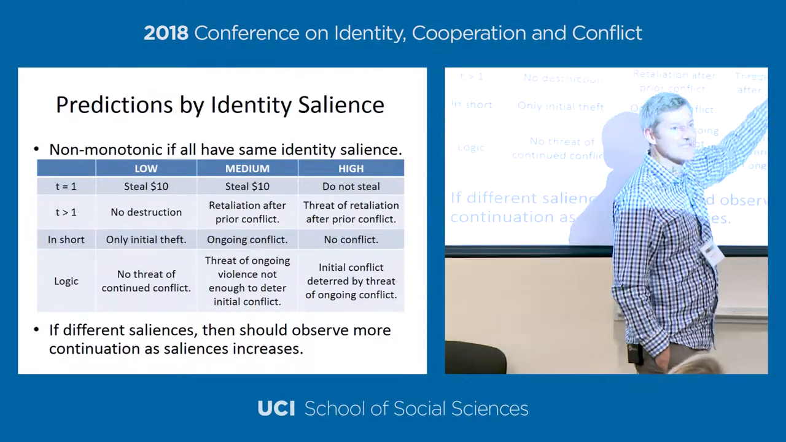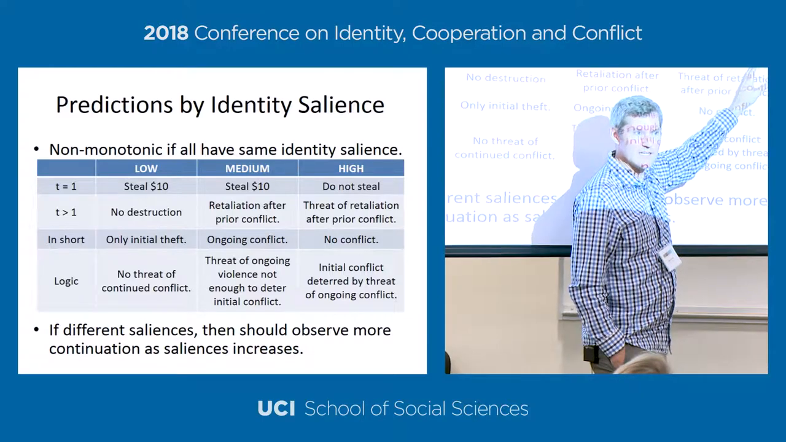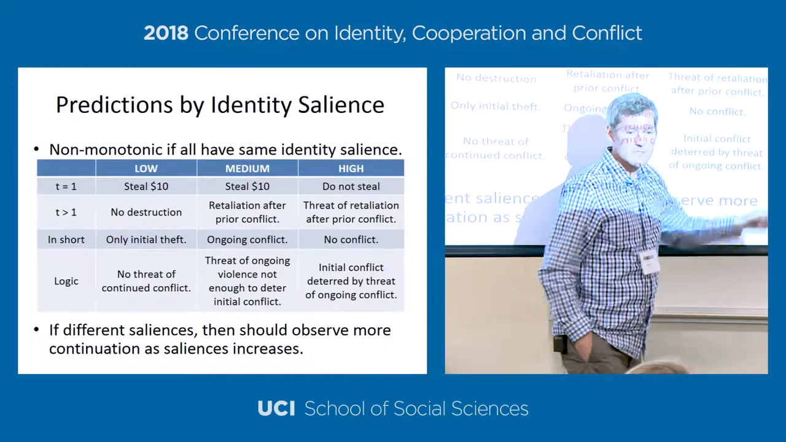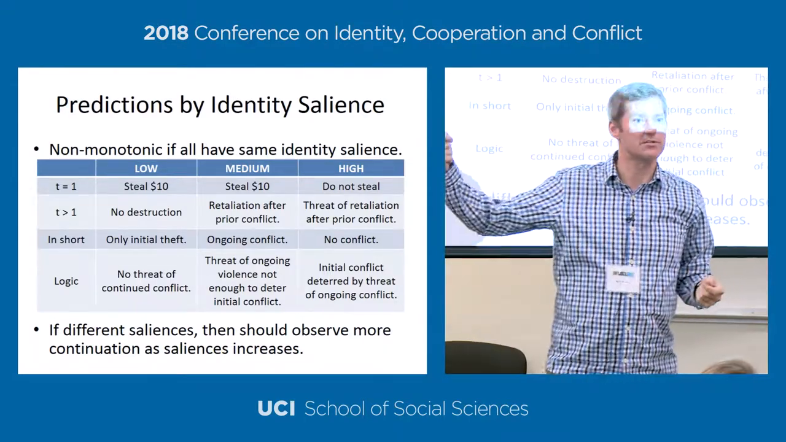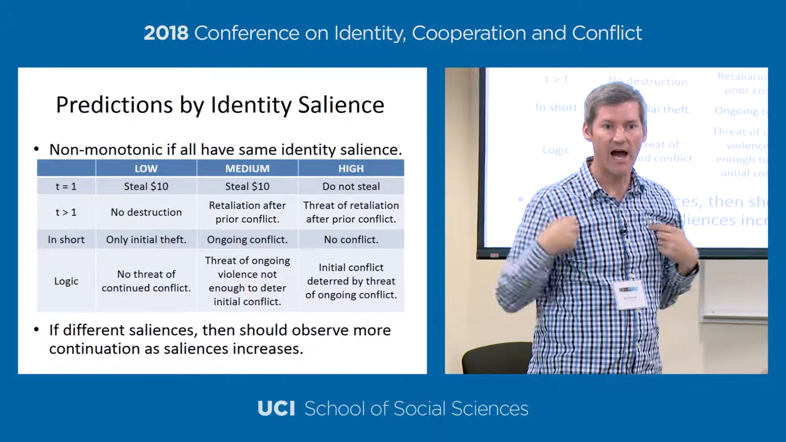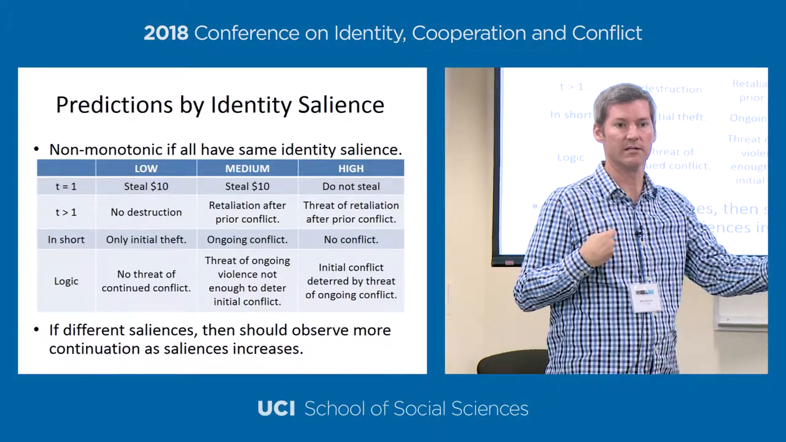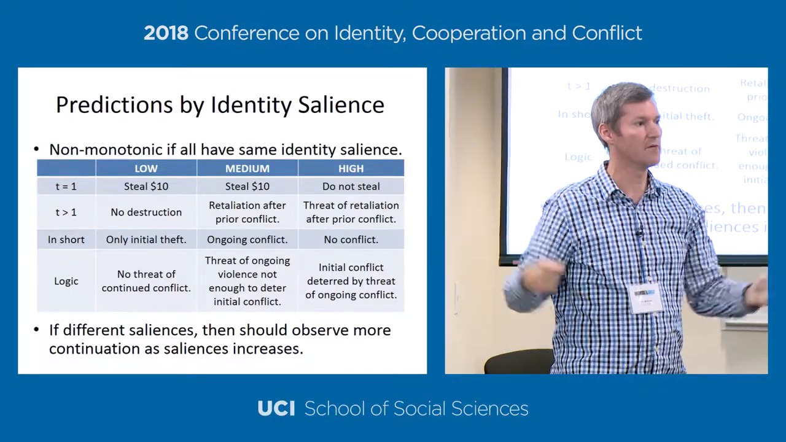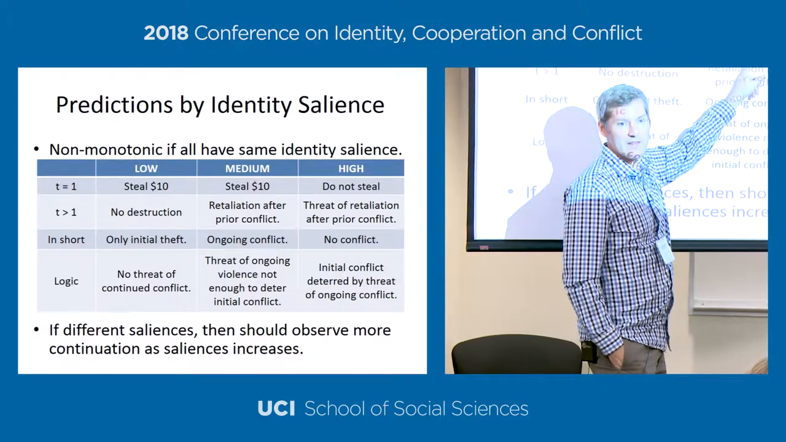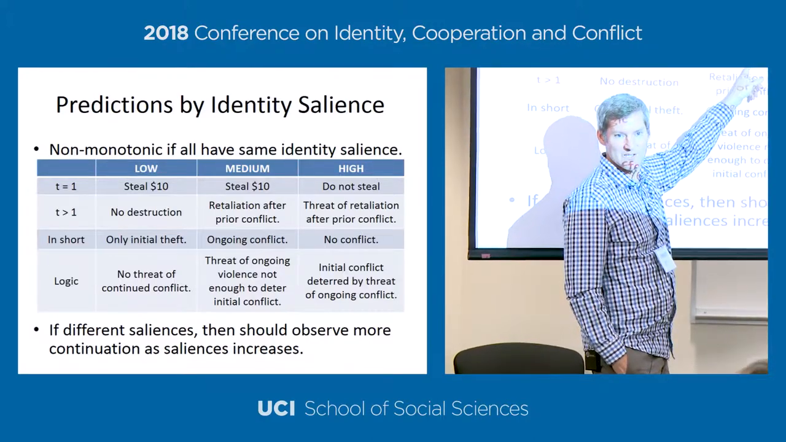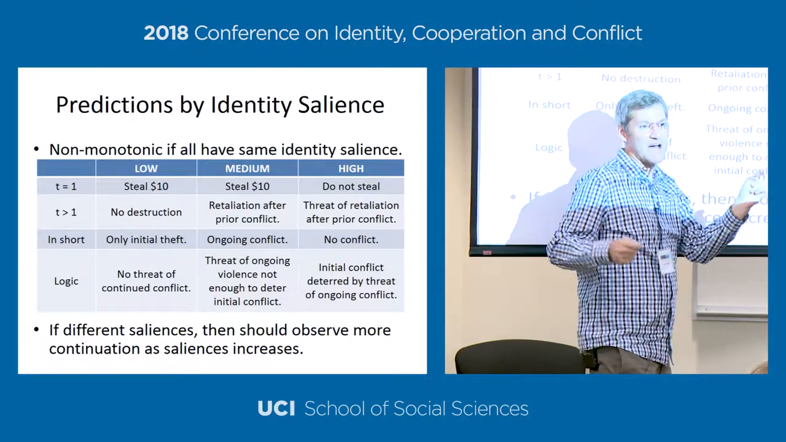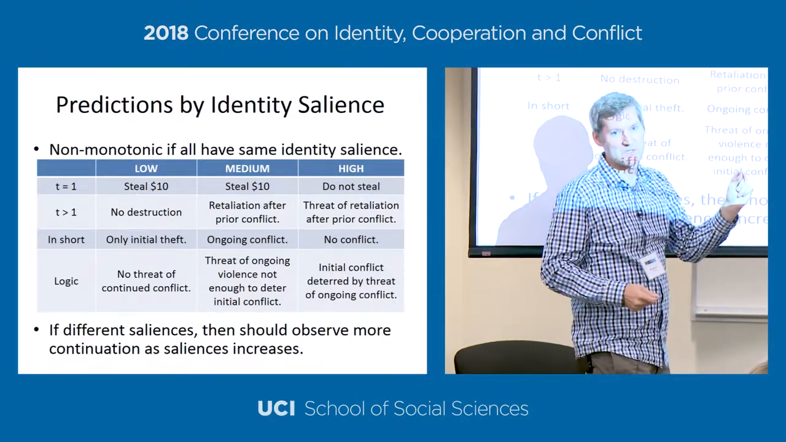If you have super high salience, then that perfect identity norm is going to deter the theft in the first place. So it's like, I know that my brothers and sisters after me are going to suffer so much destruction if I steal this $10 that I don't want to steal it, to prevent this continued conflict. But it's in this medium range where the temptation to steal is so large for the first mover, where they care about their brothers and sisters, but it's not enough to prevent them from stealing, because that $10 is, oh, that's a lot of money.